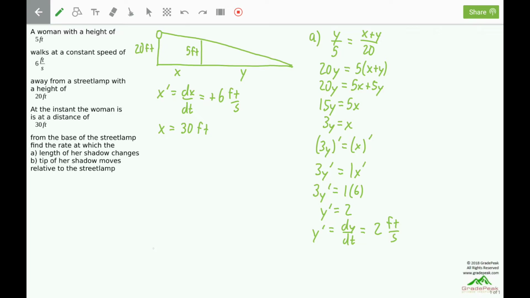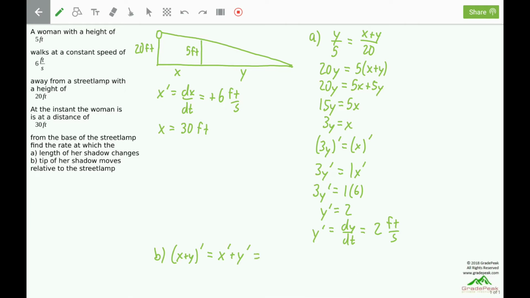For part B, we want to find the rate at which the tip of her shadow moves relative to the street lamp. The tip of her shadow is all the way out here, and the street lamp is here. The distance between the two is x plus y. We want to find how that's changing. So we are looking for the rate of x plus y prime. Since x and y are added, we can take the derivative of each of them separately, and this becomes x prime plus y prime.